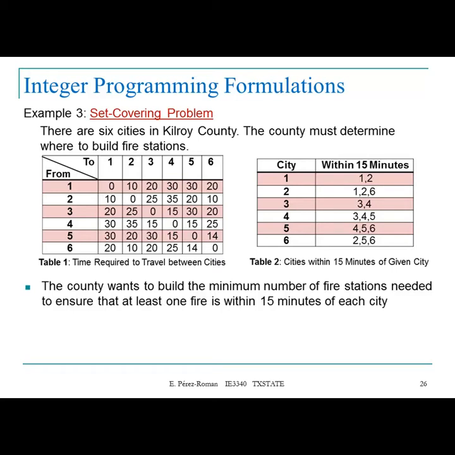So here we have three pieces of information, two different tables. The first one is the time required to travel between cities. So if you go from city 1 to city 1, you know that you're already there. But if you go from city 1 to city 2, this is the time that it's going to take you to get to the second city, and so on. So if you go from 1 to 6, it's going to take you 20 minutes.